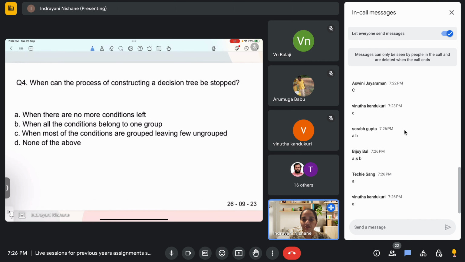So let me tell you, this particular question has more than one correct answer. So of course, as most of you agree, option A is correct, because when there are no more conditions left, we don't have to add new conditions or new nodes to our existing tree. So at that time we can stop. Okay. And yes, Minuta, you're right. And when all the conditions belong to one group, at that time also we can stop, because we don't need to unnecessarily increase the complexity.